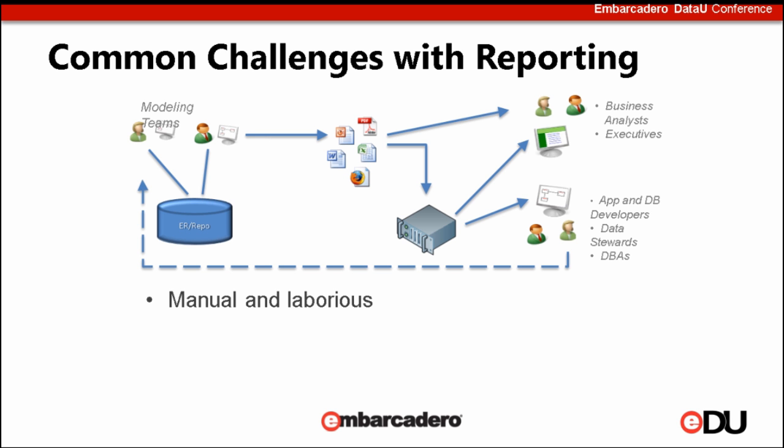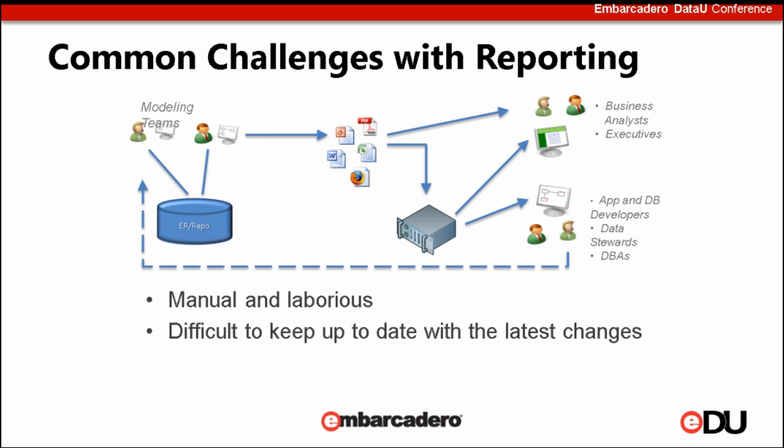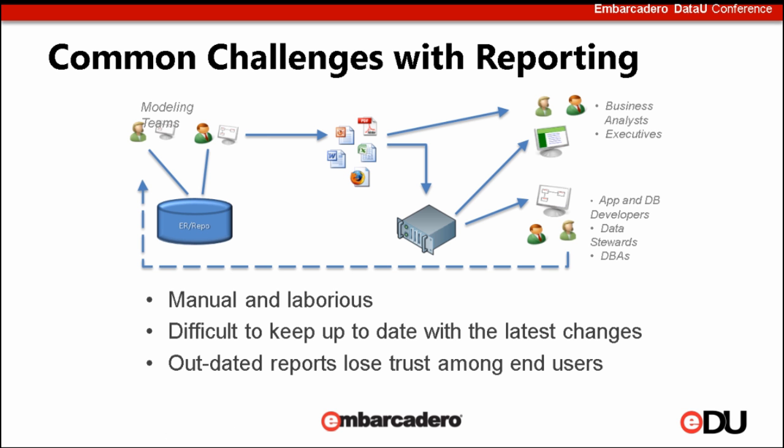And it's hard to do any kind of collaboration because the data modeler generates a report, publishes it out, and how do you get feedback if there's any kind of inconsistency issues? I'm missing a column, or there's something with a domain that's not there, and there's no collaboration. Well, I get an email, I get a phone call. No, this way you can do it right through the team server. And then manual and laborious. Difficult to keep up to date. Out of date reports lose trust among end users.